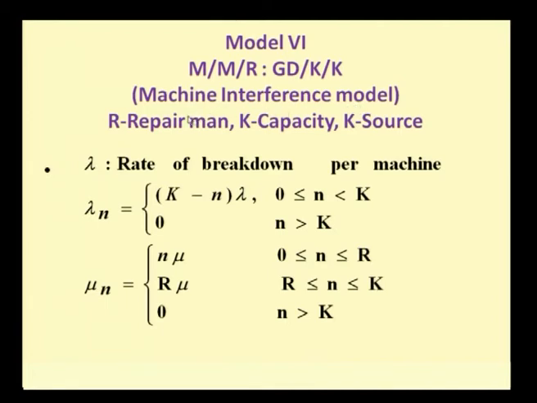In these models, the customers are the machines which break down, and they come to the servicing facility to get repaired. Number of servers is R, that is to be interpreted as the repairman. So, we have R to be denoted as repairman, K is the capacity of the system, and source is also finite, namely the capacity of the source is K. This is where the machines come from.